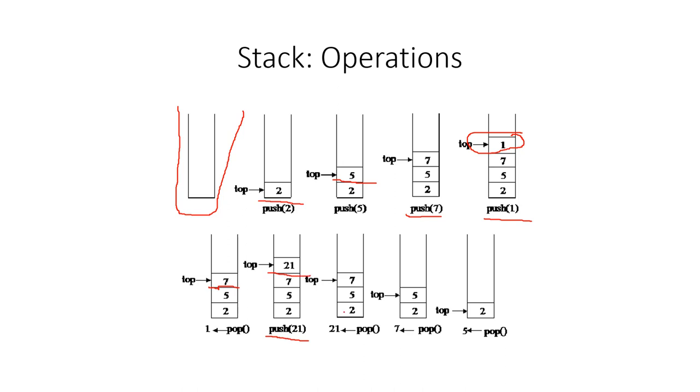On the next step, we remove 21, then 7 again becomes top. Then again we do pop, and our top element becomes 5. Then we remove 5, and our top element becomes 2.